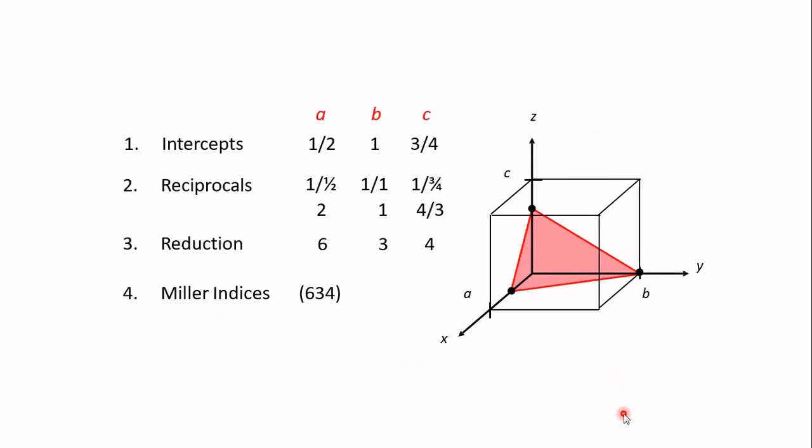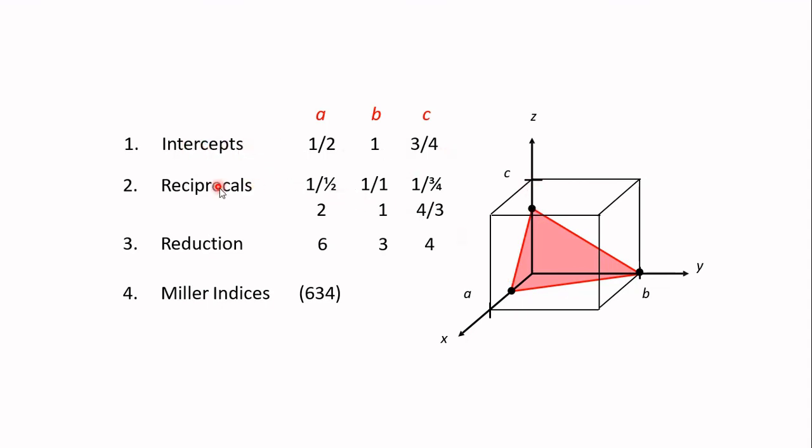Let me consider one more example. Here I have taken a plane which cuts the x-axis here, the z-axis here, and the y-axis here. First you write the intercepts. For a, the point is in the middle of the edge length, so it is half. For b, it is 1, as the plane meets at this point itself. Then the intercept along the z-axis is 3 divided by 4, that is 3/4 of the edge length.